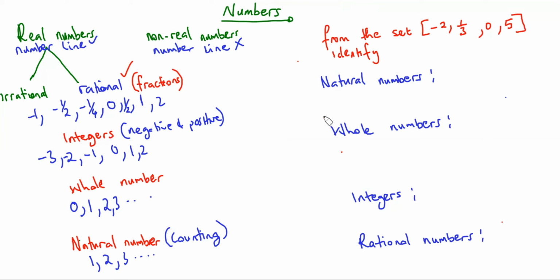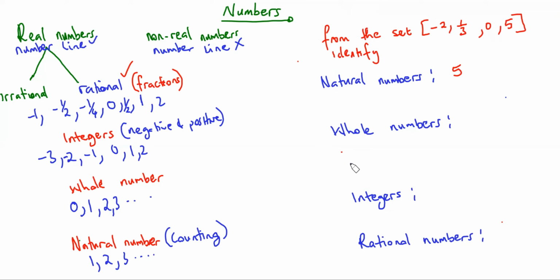Now let's look at this question on the right. From the set -2, 1/3, 0, 5, identify natural numbers. Natural numbers are counting numbers, so only 5 is our natural number. -2 can't be a natural number, and 0 cannot be a natural number.